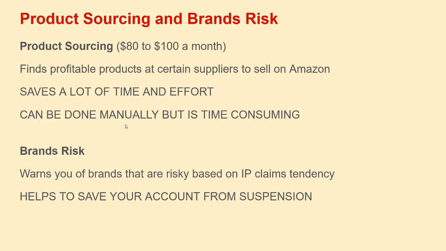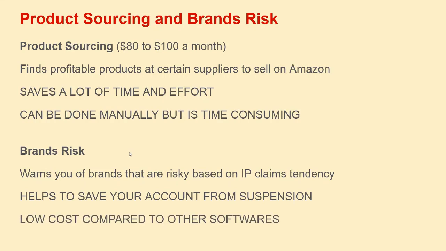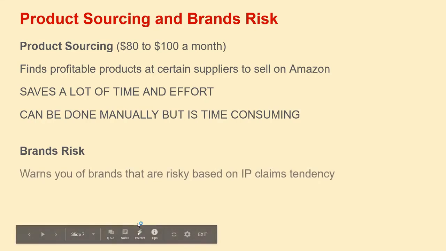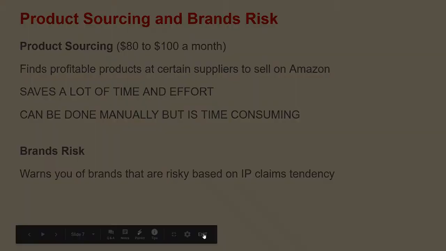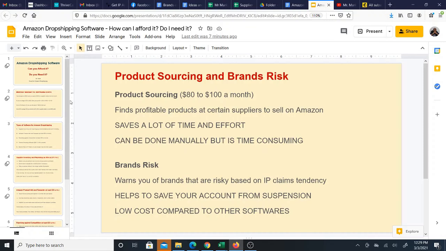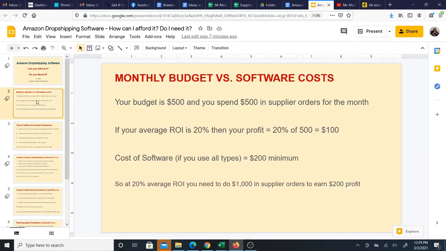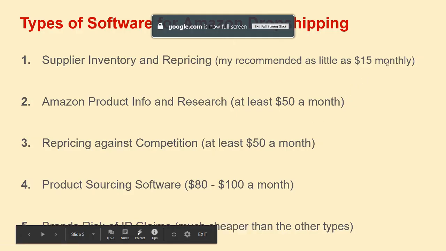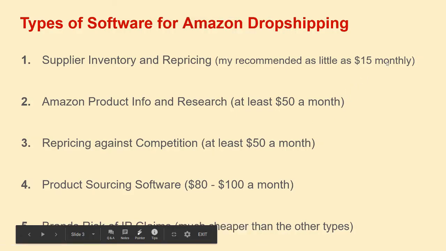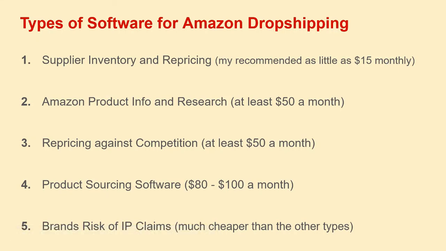So that is basically the breakdown. It is up to you to decide and figure out whether you can afford these different softwares and whether it's worth it for you to have them. I'd like to exit and go back to the previous slide so we can look at the overall combination of all these different types. As you look at the cost of all these types of software, it is really up to you to decide which of these you can afford.